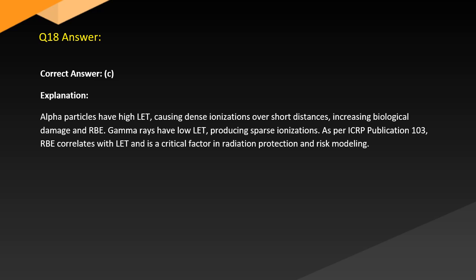Answer. Correct answer, C. Explanation. Alpha particles have high LET, causing dense ionizations over short distances, increasing biological damage, while gamma rays have low LET, producing sparse ionizations. As per ICRP Publication 103, RBE correlates with LET and is a critical factor in radiation protection and risk modeling.